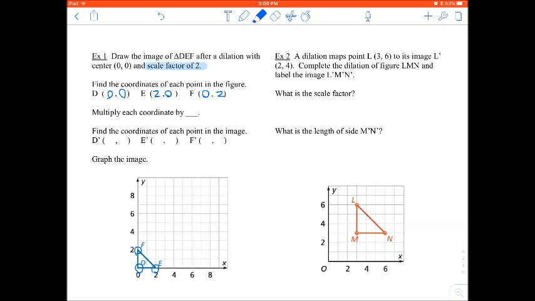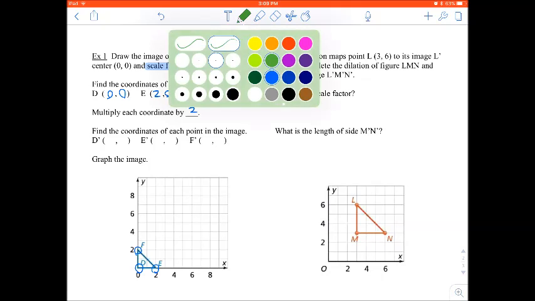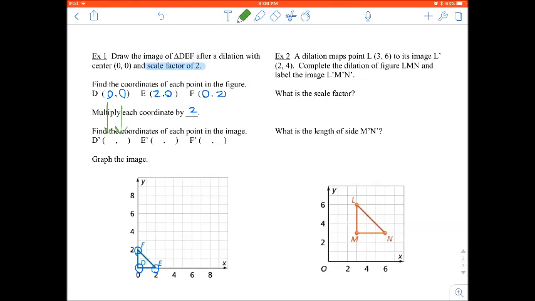Because the scale factor is 2, we are going to multiply each of the coordinates by 2. And so 0 multiplied by 2, 2 multiplied by 2, and that's really all we need to work with in order to get our images. And if we recall from our simple multiplication, 0 multiplied by 2 is just going to be 0. 2 multiplied by 2 is going to be 4, but the 0 stays the same. And then 0, 4 is where our image is going to be.